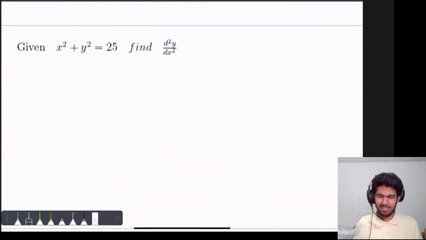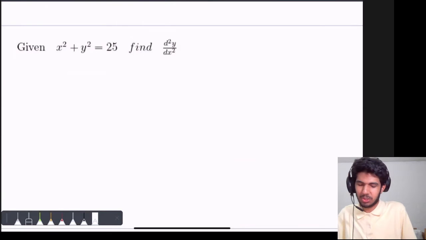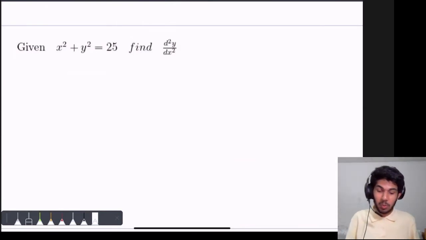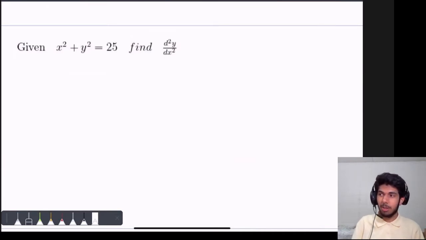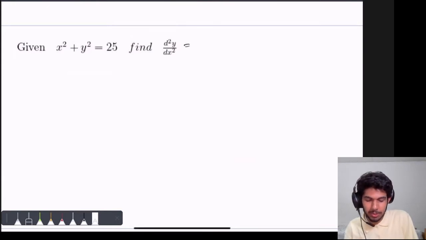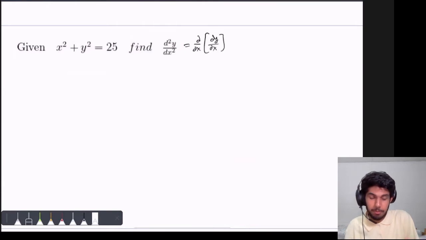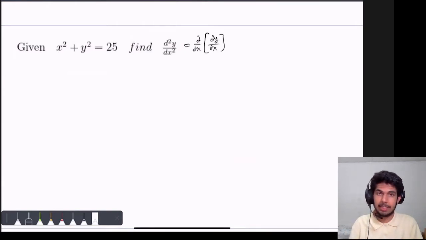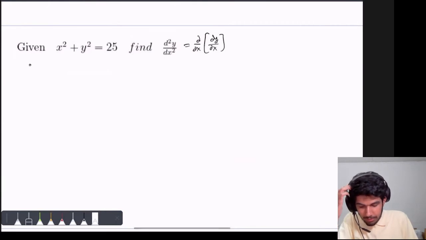Ooh, this one. Given x squared plus y squared equals 25, find d squared y/dx squared. So that's the second derivative. And, well, it's not that hard. So this is equal to the derivative of dy/dx, right? We find the first derivative, and then we take the second derivative. So yeah, that's just a different way of writing it. So let's find that first derivative. We'll do the same thing where we take the derivative of both sides, because that's something we can do.